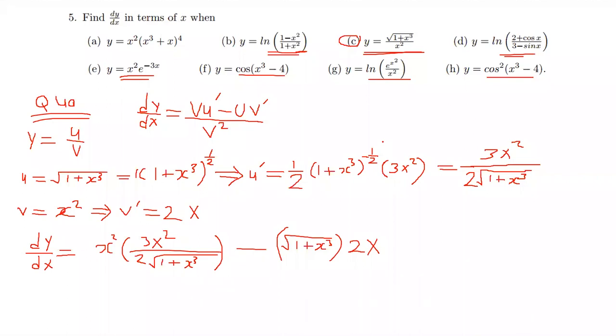The v prime there is just 2x, and then you divide everything by v squared. Which one is our v? Our v is x squared. So you say x squared, and then you square this x squared. Even this one, you can simplify it if you want. Actually, this one, you need to simplify it.